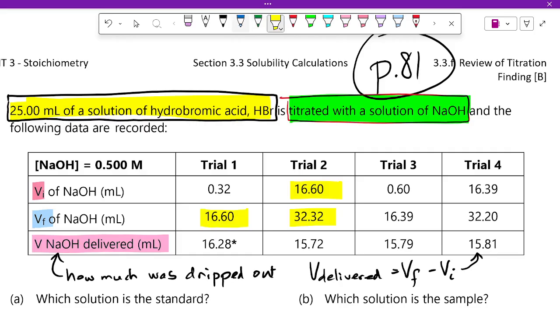So if we take a look at this, which solution was the standard and which solution is the sample? Have a chat with your neighbor about that. First of all, what does standard mean? What is sample? Which is the known and which is the unknown?